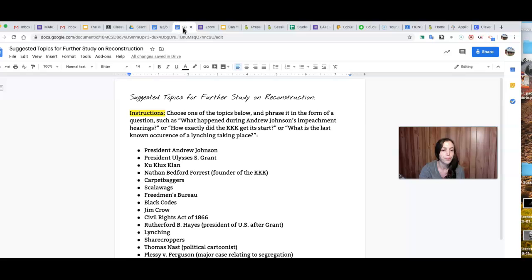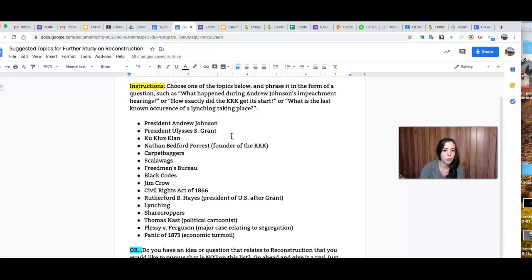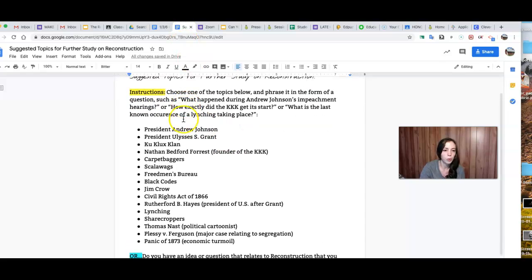And here they are. You'll be choosing between these topics, but what you have to do is phrase it in the form of a question. So if you want to know more about Andrew Johnson, and maybe something in particular you're curious about is his impeachment, you could ask a question like, what exactly was Andrew Johnson's impeachment all about, and how did the impeachment hearings go?